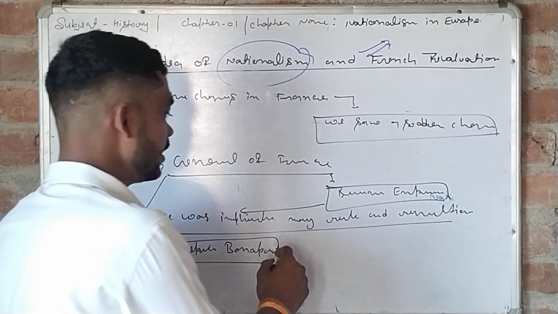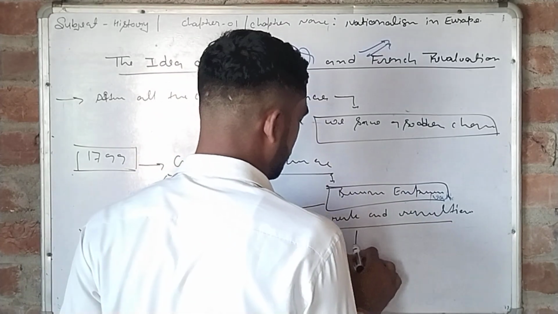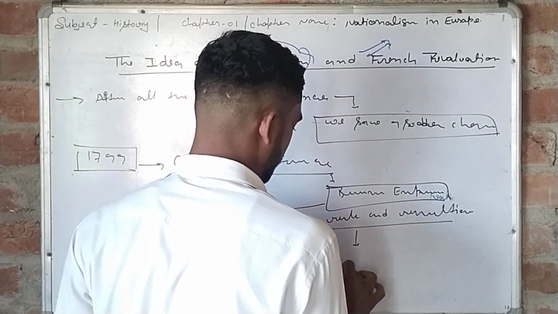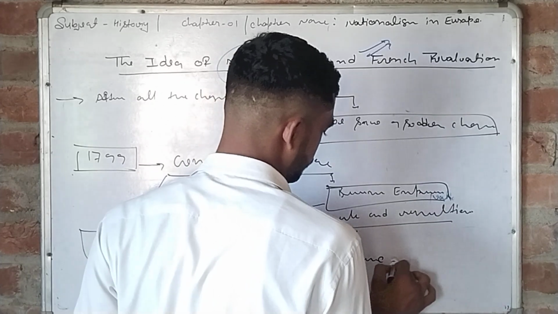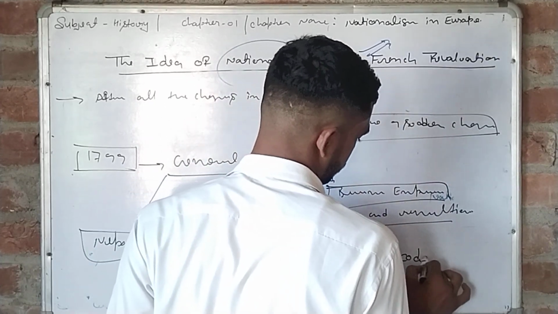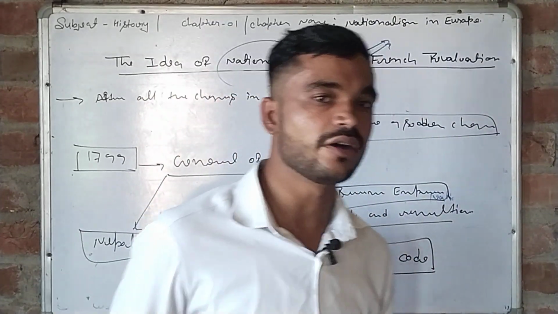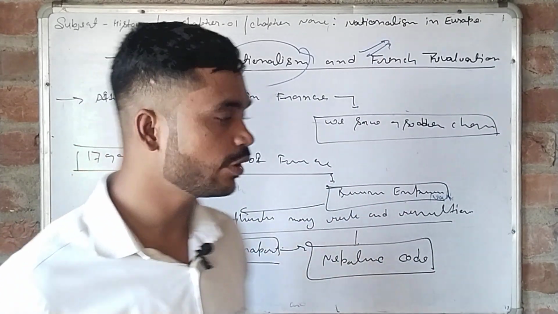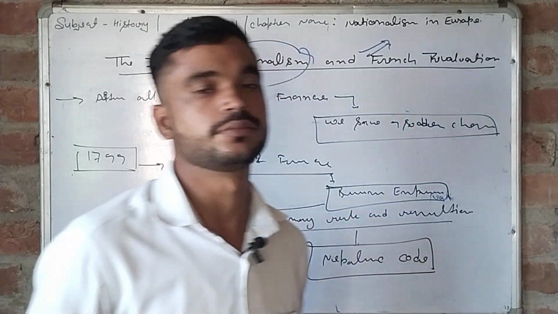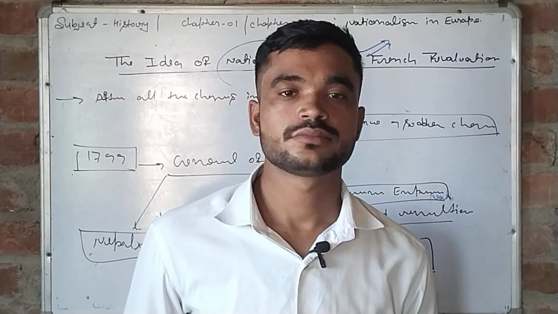Napoleon Bonaparte implemented many rules and regulations which are known as the Napoleonic Code. The rules and regulations implemented by Napoleon Bonaparte are known as the Napoleonic Code. That's all. Thank you.